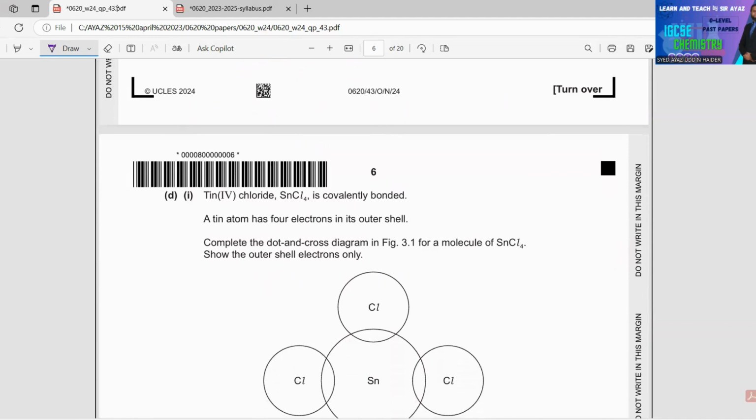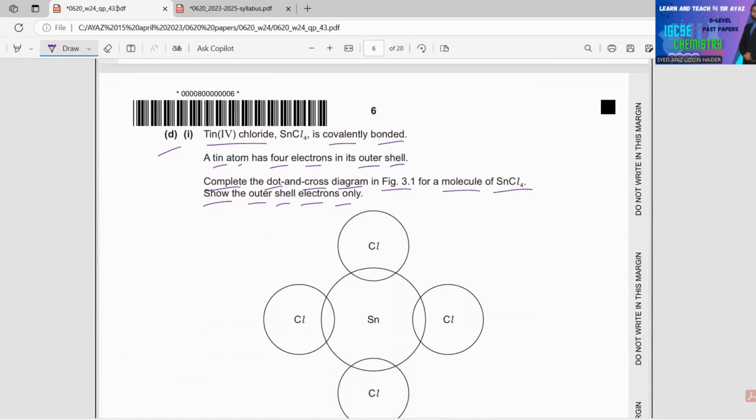We're moving to next part, which is part D, D1. Tin 4 chloride SnCl4 is covalently bonded. A tin atom has 4 electrons in its outer shell. Complete the dot and cross diagram in figure 3.1 for a molecule of SnCl4. Show the outer shell electrons only. So first of all, I'm going to show you the key on the right hand side. We have Sn. Let's consider cross as valence electron for tin and dot for chlorine.